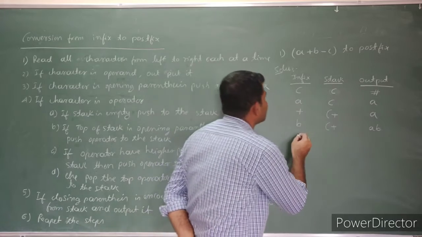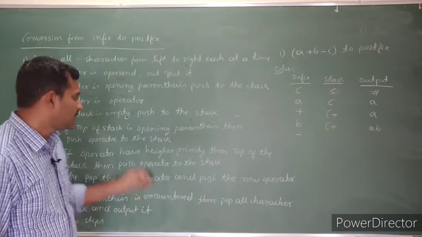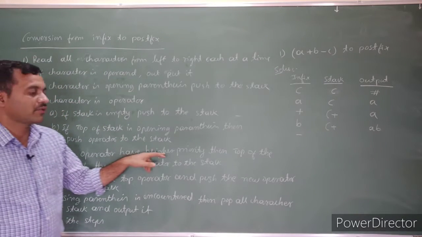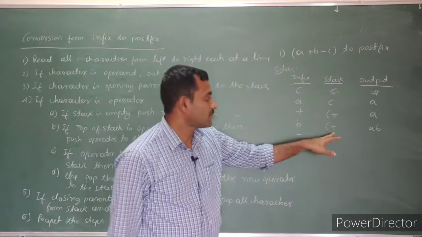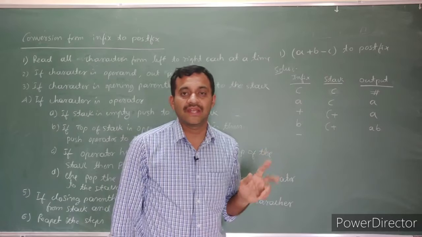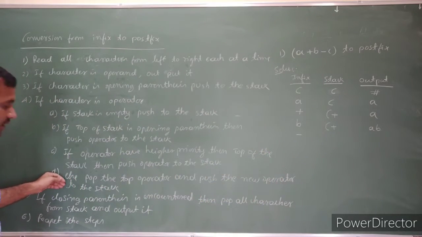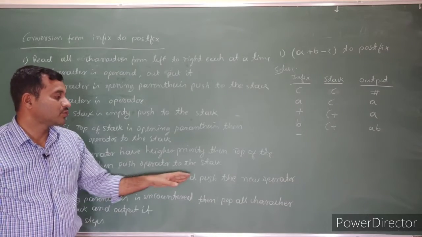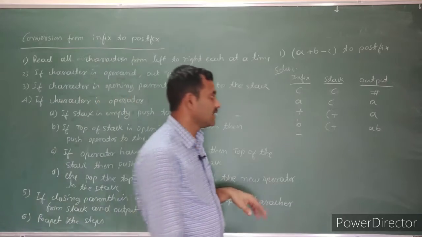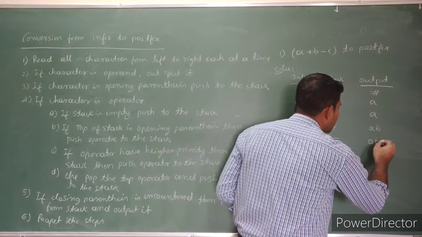Then read the next one, that is minus. Minus is an operator. If it is an operator, see the conditions. Does the operator have higher priority? Here at the top of the stack we have plus, and in the character we have minus. Both have the same priority. If it is the same priority, see condition D: pop the top operator and push the new operator to the stack, because they have the same priority. So the stack has opening bracket and minus, and the output is ab plus.